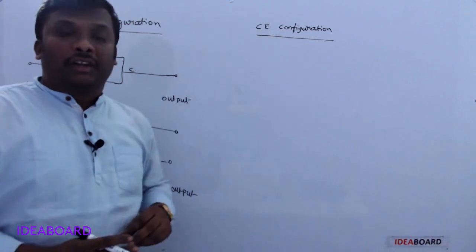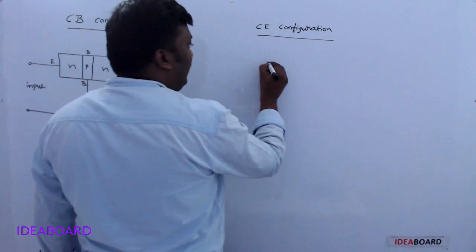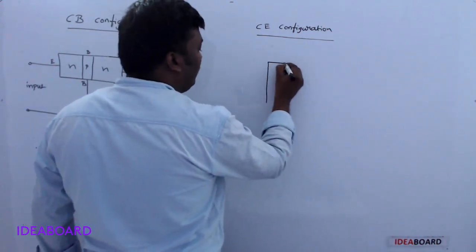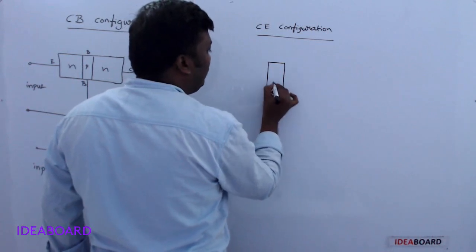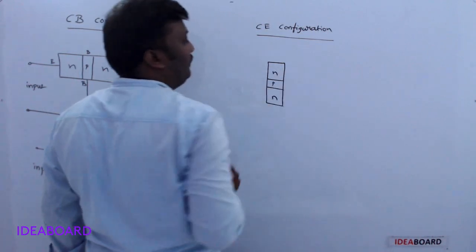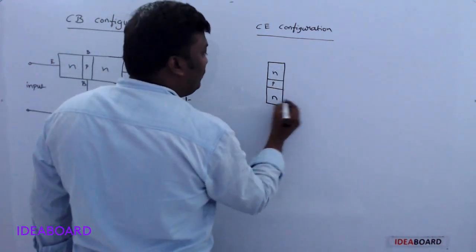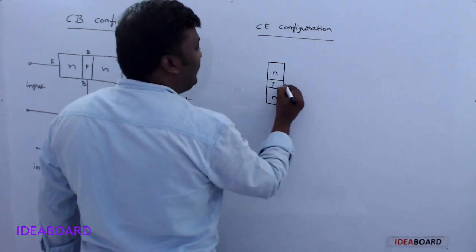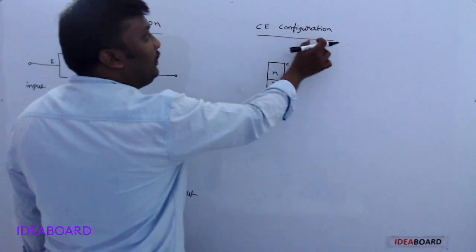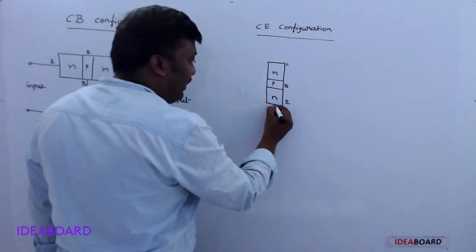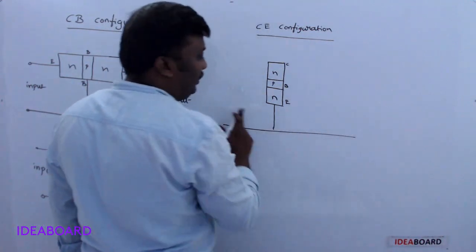Common emitter configuration. So which one is common here? Emitter is common now. That's why let us take an NPN transistor like this. So this is emitter, this is base, and this is collector. Okay, common emitter configuration is what? Emitter is common for both input and output.